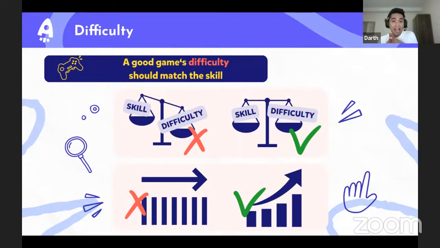Now, the question is, what do you think will happen? What do you think happens when there are difficulty spikes?